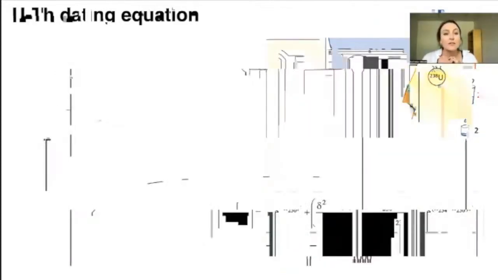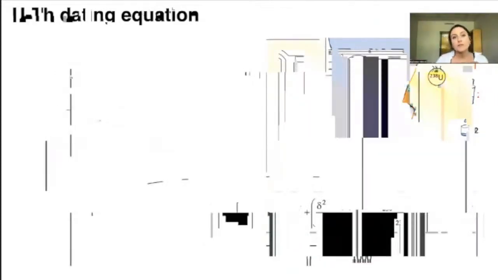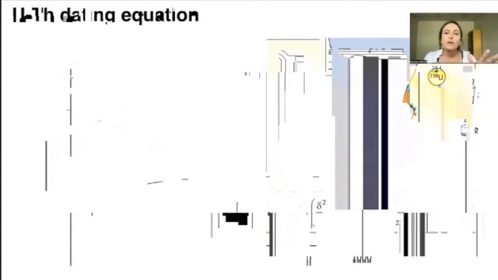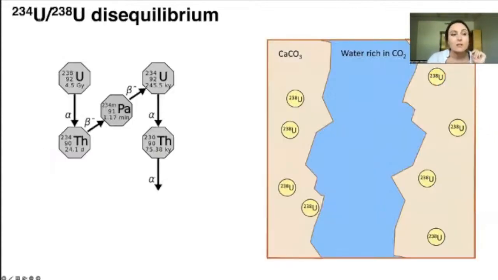All right, so if you were to take some water from a river or a lake or the ocean, groundwater, really any water on Earth's surface, and you were to measure the activity ratio of 234 to 238, you would find that it is likely in disequilibria, and that 234 is generally more enriched relative to 238. So why is that? The reason comes down to this process called alpha recoil.